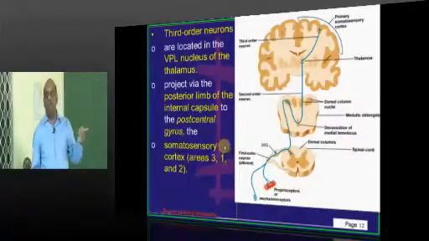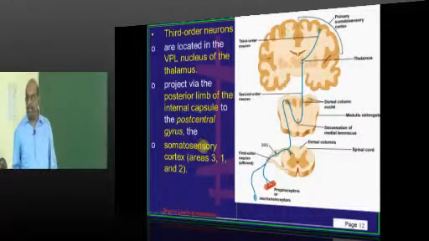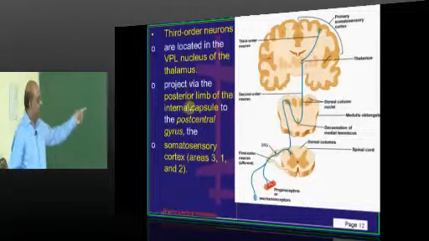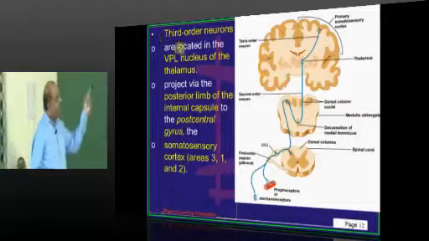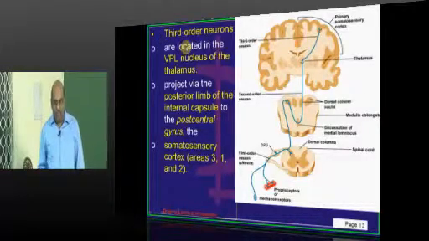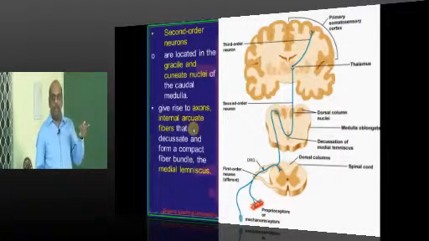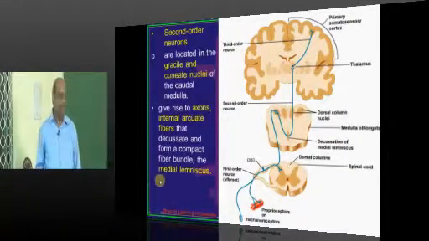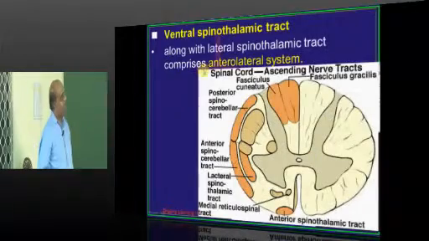So what are the buzzwords we may forget in the exam? Area 3, 1, 2 somatosensory. It is not 4, 5, 6. Then it is a post-central, not pre-central gyrus. It is VPL nucleus, not APL nucleus. And it is the medial lemniscus, not lateral lemniscus. Lateral lemniscus is with auditory pathway. So these are the things that we need to ultimately remember.